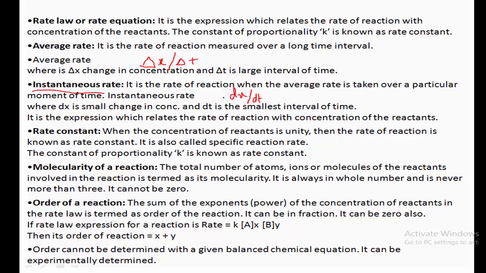Here delta means it is a considerable change in concentration of reactant and considerable change in time. Okay, so that is average rate, and this dx by dt indicates instantaneous rate, where dx is a small change in concentration and dt is the smallest interval of time. So it is the expression which relates the rate of reaction with concentration of the reactants.